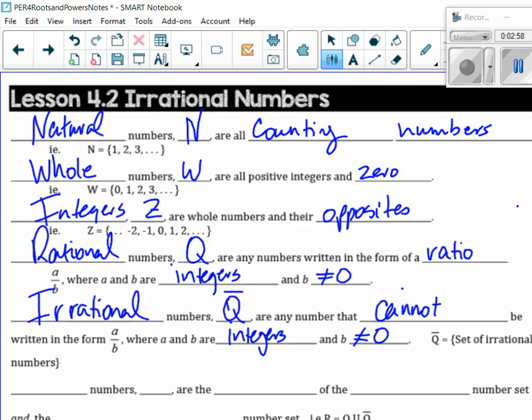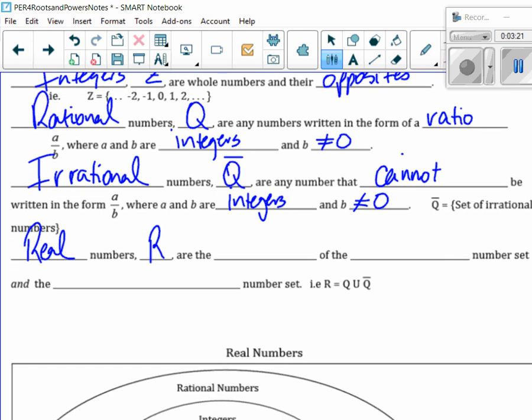So now, what number system comprises the rational and irrational numbers? Yes. Real numbers, and that is R, are the union of the rational number set and the irrational number set.